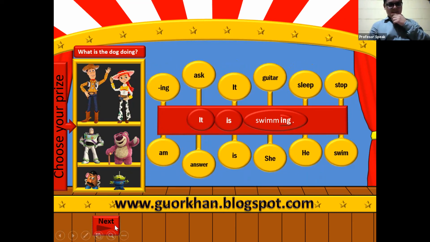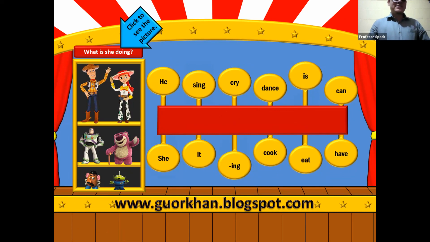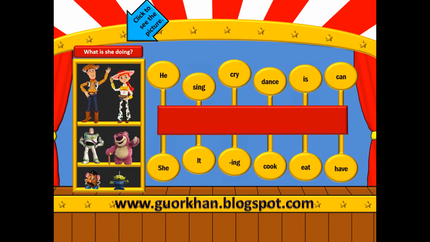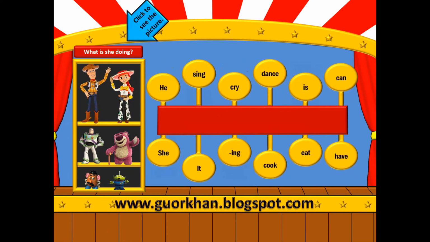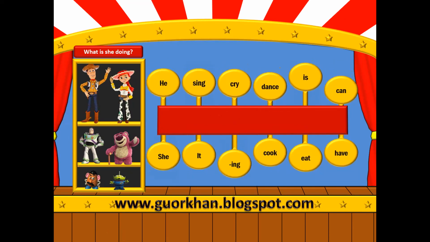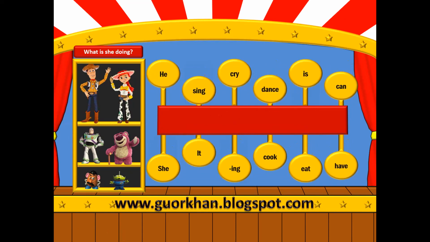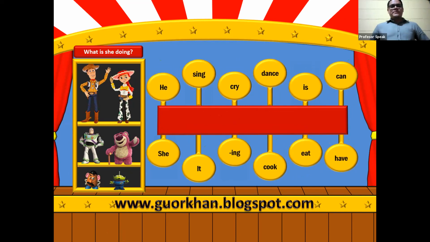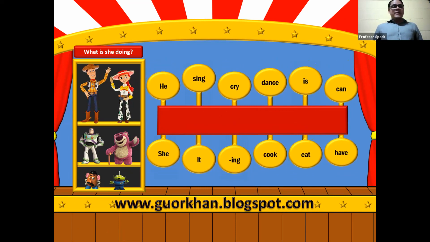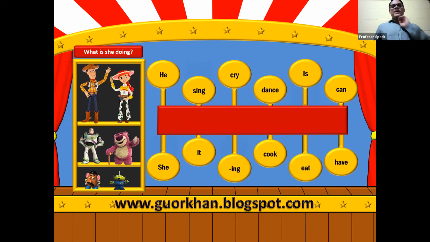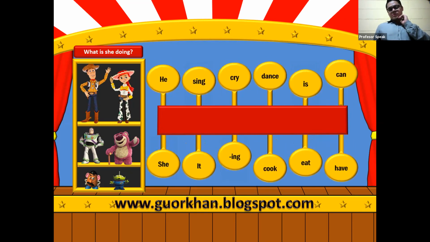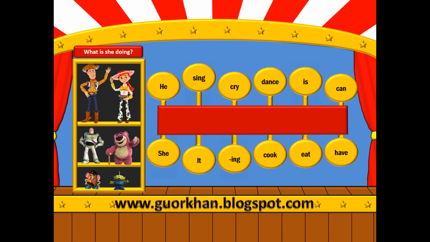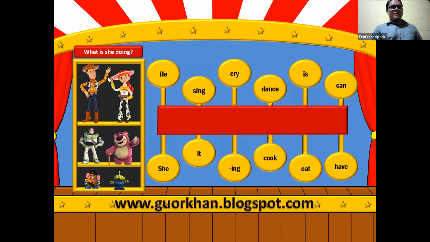Okay. One more. Okay, Andres. Choose a person. Herbert. Okay, Herbert. All right. What is she doing, Herbert?